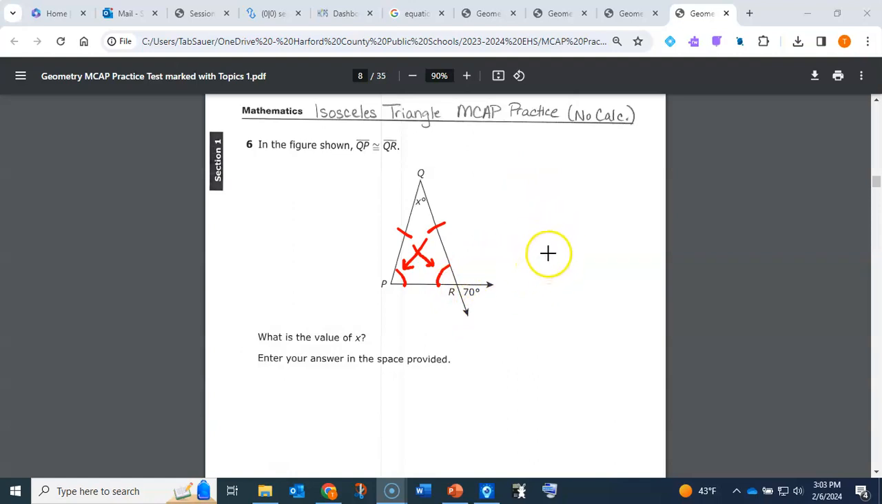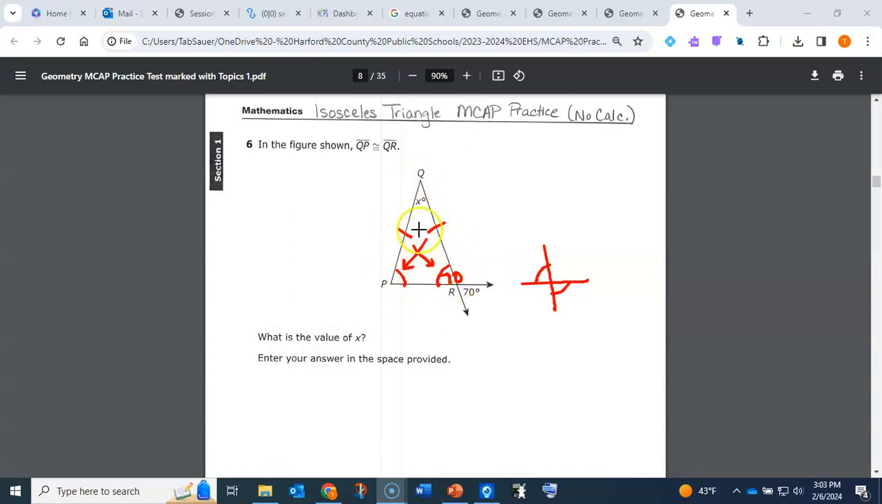So what we have here is two intersecting lines, and if we know this angle is 70 degrees, then the opposite angle from it is also 70 degrees. Those are called vertical angles. And what we know about the vertical angle theorem is that those angles are equal to each other. So if this is 70, then that means this one's 70.